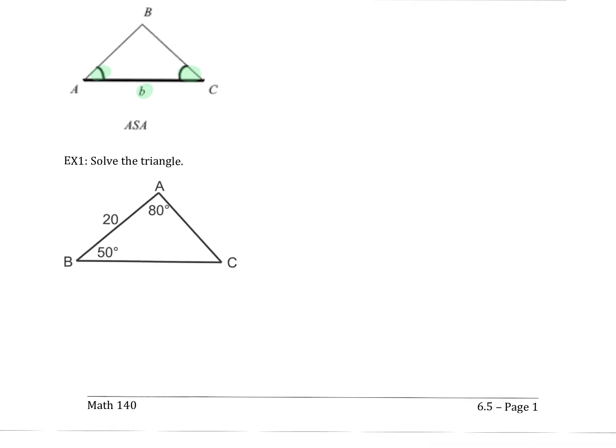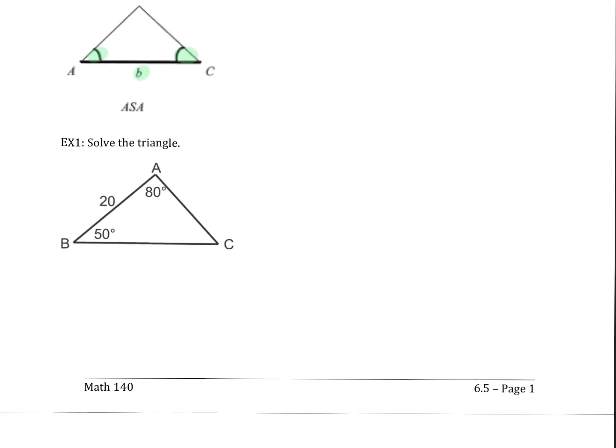So here's an example of this case. Solve the triangle. Real quick, let's verify that this is actually the case. The first thing I see is an angle, and right after that, the next known value is a side, and then again, the next known value is an angle. So this is indeed the type of triangle: angle, side, angle.